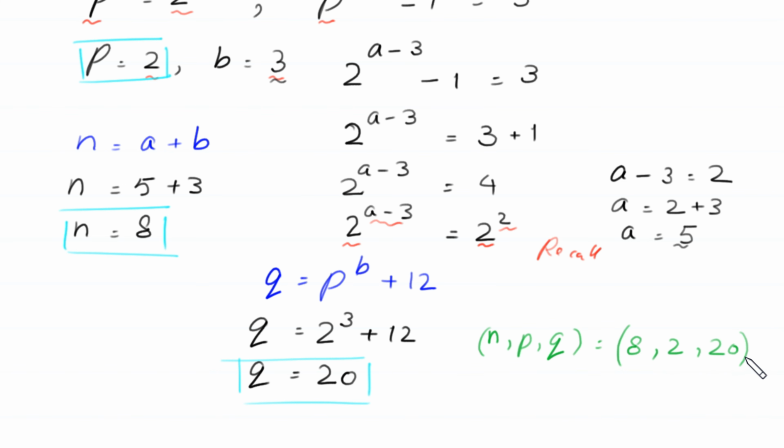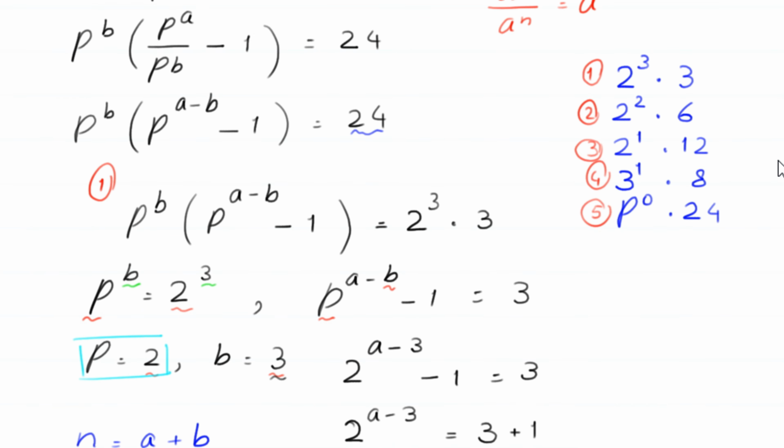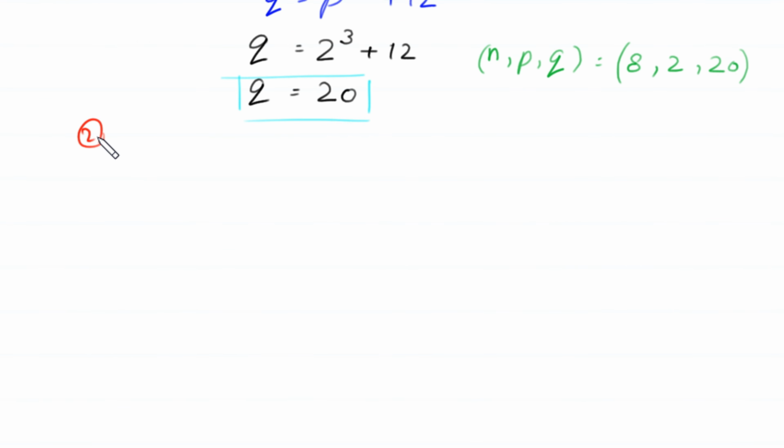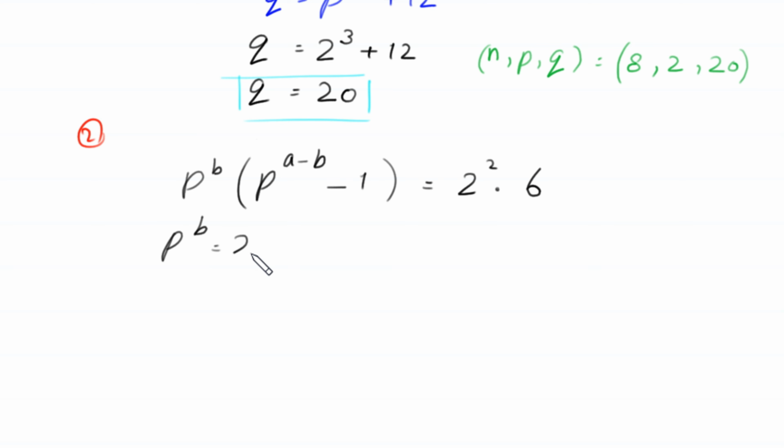Now we solve case 2. In case 2, this expression will be equal to 2 squared times 6. And we write this p to the power b equal to 2 squared. And we write this expression p to the power a minus b minus 1 equal to 6.